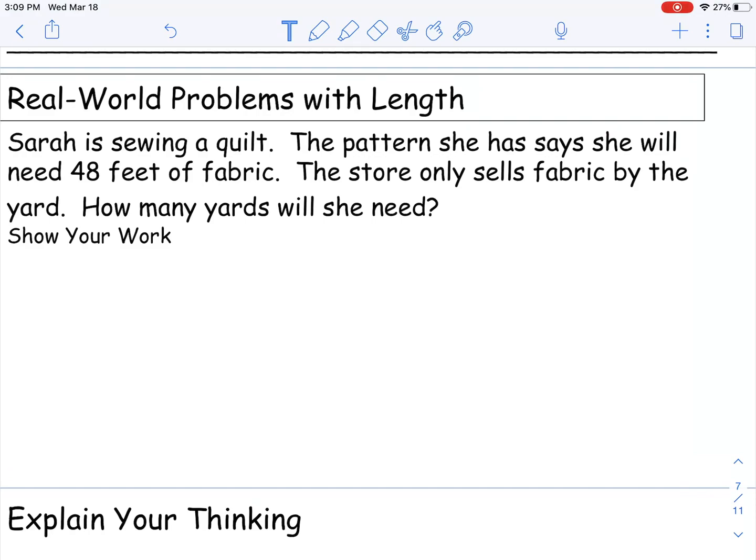So, who is in this problem? Sarah. What is Sarah doing? Well, she's making a quilt with some fabric. And the pattern says she needs 48 feet.